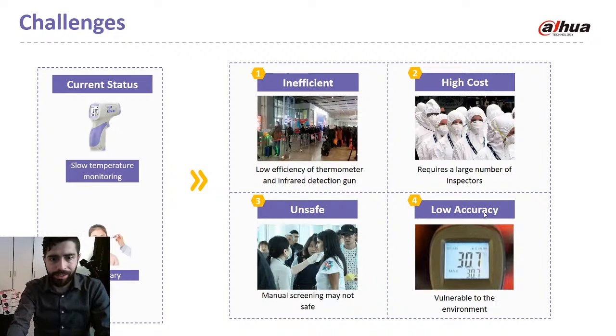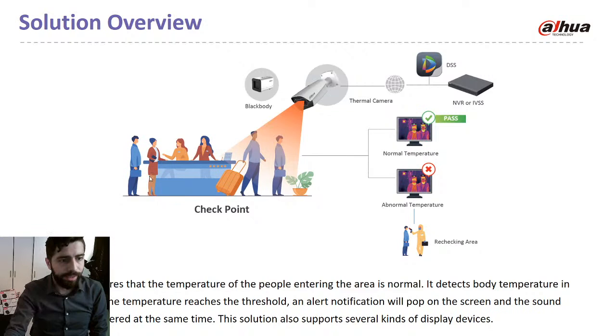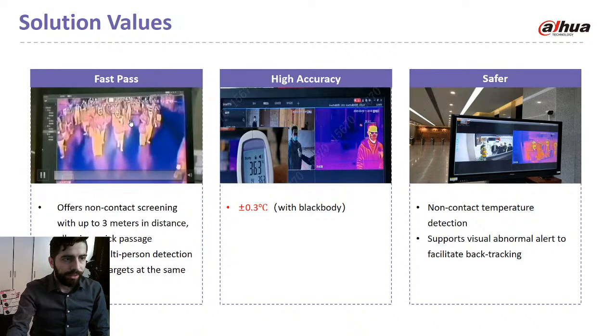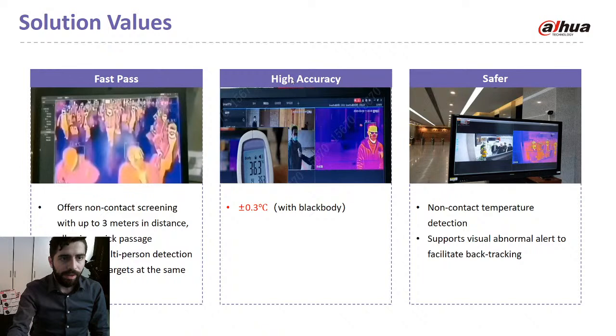So the solution overview, as we can see here, is the checkpoint. This is the camera. It can see if his temperature is okay, then he can pass. If not, then we can have a rechecking area with the old method. So it saves a lot of time. We have the fast passes, as we can see here. See? We have the high accuracy and it's safer.